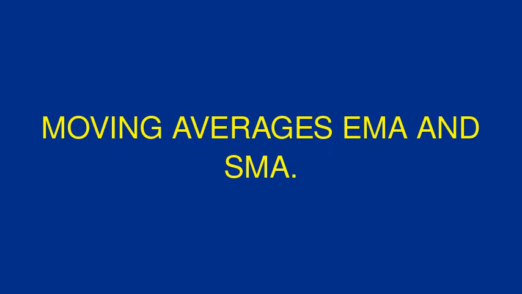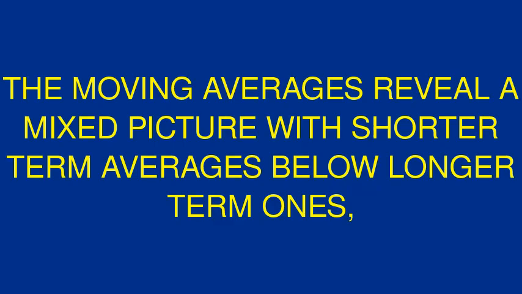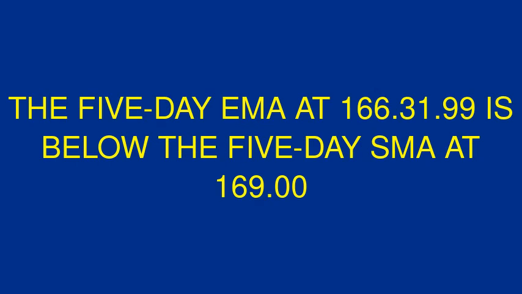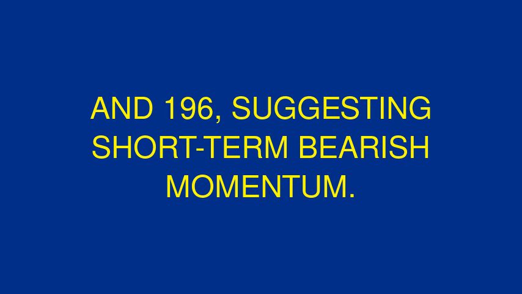Moving averages, EMA and SMA. The moving averages reveal a mixed picture with shorter-term averages below longer-term ones, indicating recent weakness. The 5-day EMA at 166.3199 is below the 5-day SMA at 169,196, suggesting short-term bearish momentum.